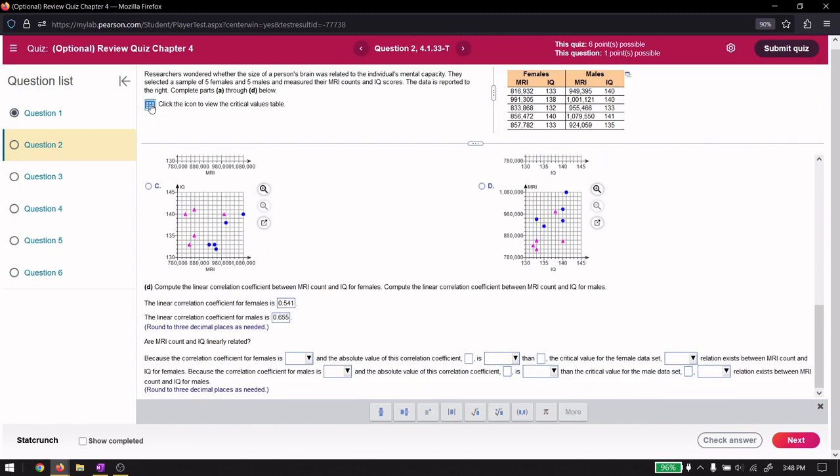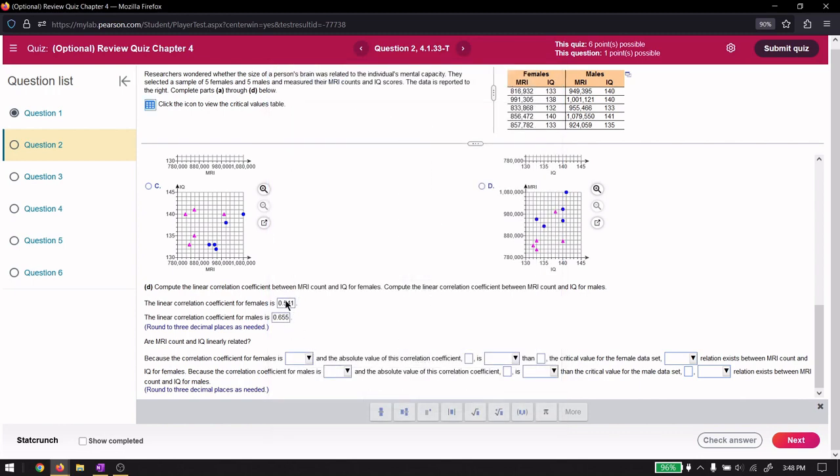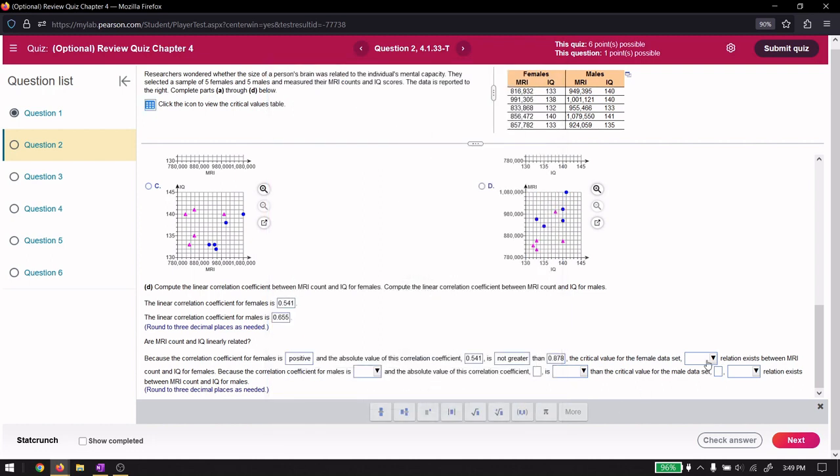And both of these have 5 for n. So 5 for n means that the critical value is 0.878, and both of these are lower than that. So we know that because the correlation coefficient for females is positive, and the absolute value of this is going to be 0.541. This is not greater than 0.878, right? 0.878 for n. We would say no relationship, at least no linear relationship exists between the MRI count and IQ for females.